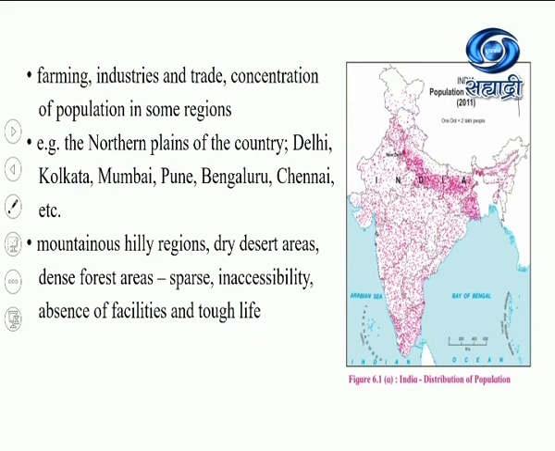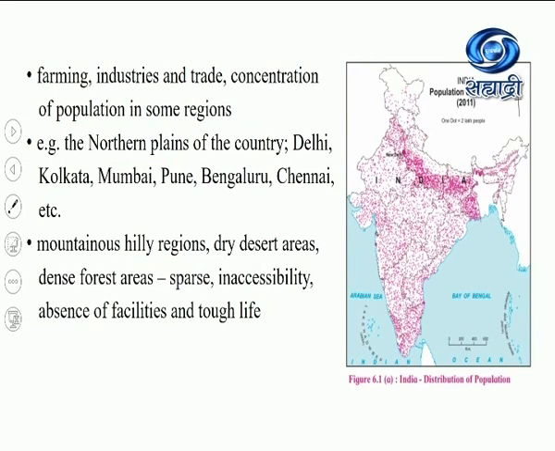Other regions are Delhi. Again, in the northern area, you will find more population concentration. In the eastern part of India, Kolkata. In the western part of India, the Mumbai region, you will find Mumbai, Pune. And in the southern Deccan India, you will find Bengaluru, Chennai. These are the regions where population concentration is found. Population is more because of the availability of farming practices, industries, trade and commerce, etc.